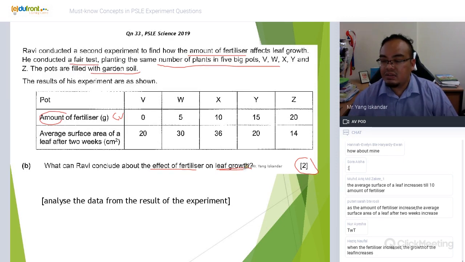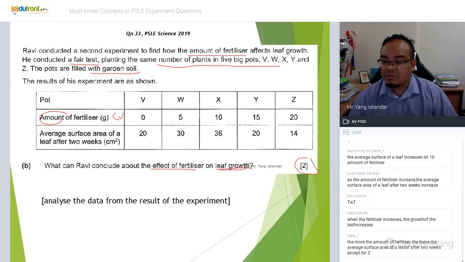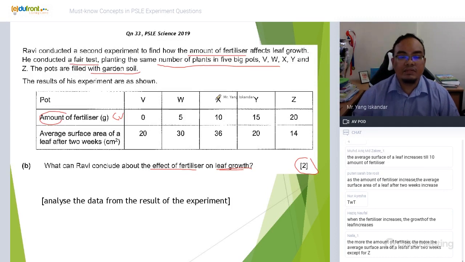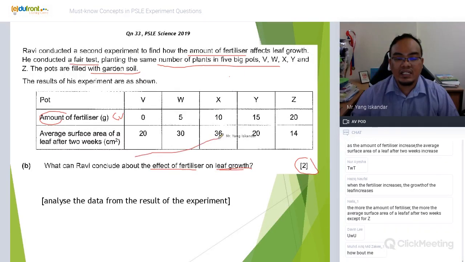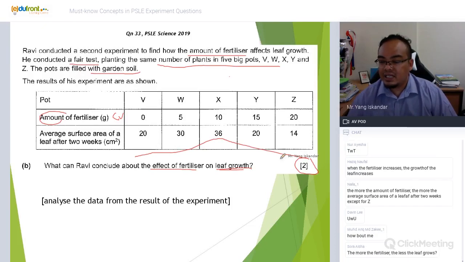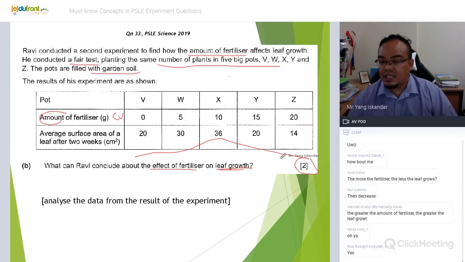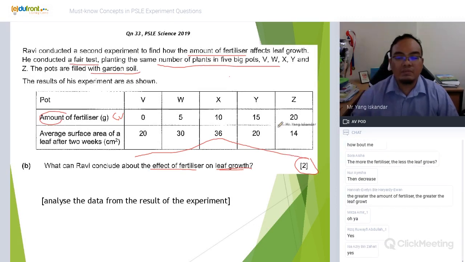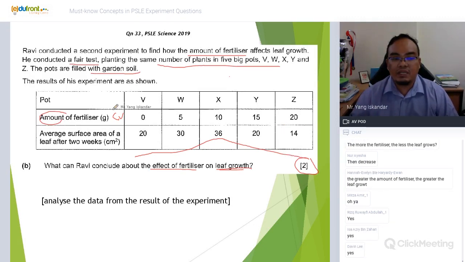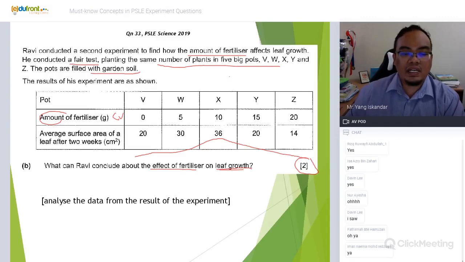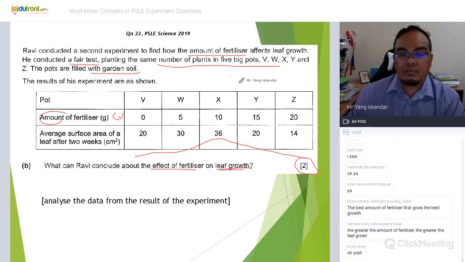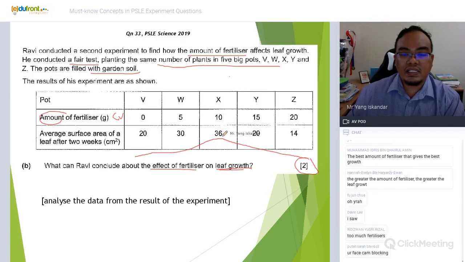When fertilizer increases, the growth of the leaf increases. Okay, Naufal, only 1 mark. So you can see, if you look carefully, do you see that at first it increases, and then after that it starts to decrease? Can you see that? A lot of you never see properly, you know. All of you say as the amount of fertilizer increases, the surface area, the leaf growth increases, right? But no, you can see here, at first it increased.